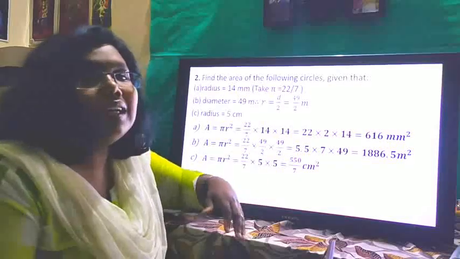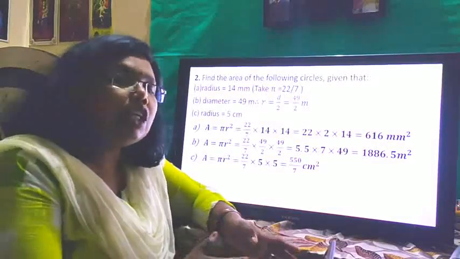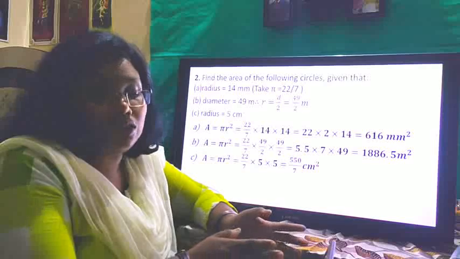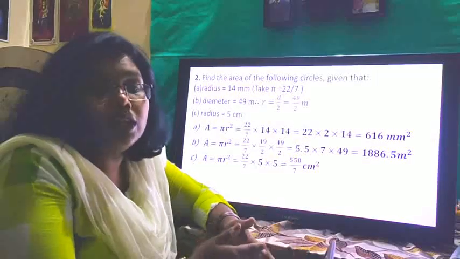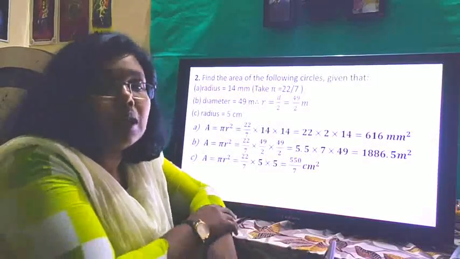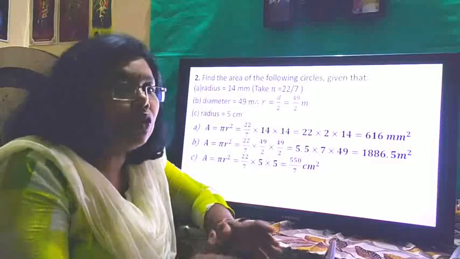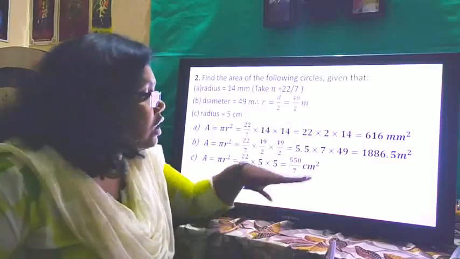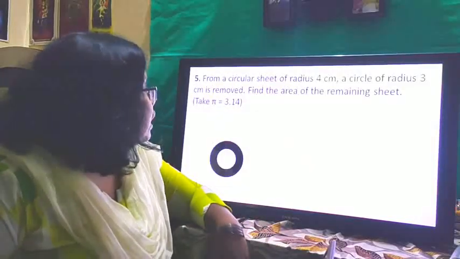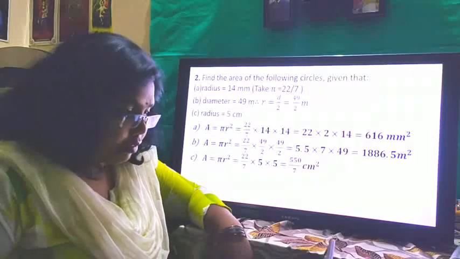But when we are doing it in decimal number, make sure that you write 2 digits after decimal places. Means 2 decimal places you have to go for the answer. So that's the second one. Third one. Now the third question.